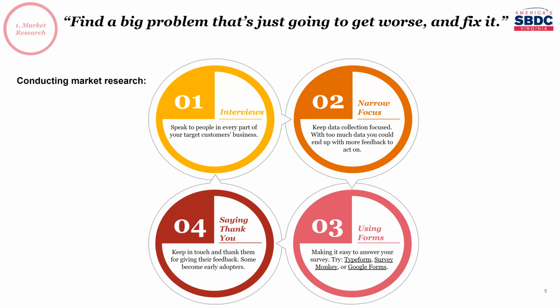So the first step is market research. And one of my favorite quotes by a very successful business person said, "Find a big problem that's just going to get worse and fix it." It's a really good saying for someone who's thinking of creating an app, because your app needs to be doing this. It needs to be finding a problem that you think is going to get worse and fix it in a unique and innovative way so your app stands out.